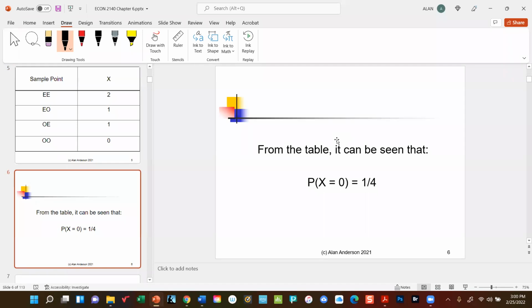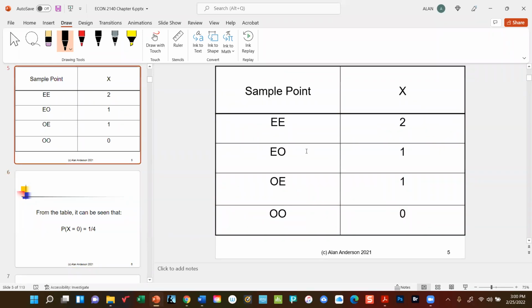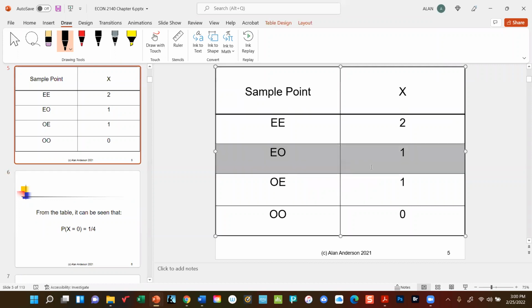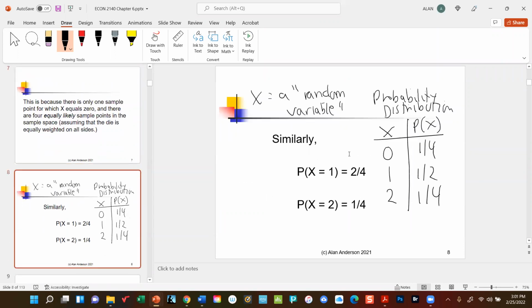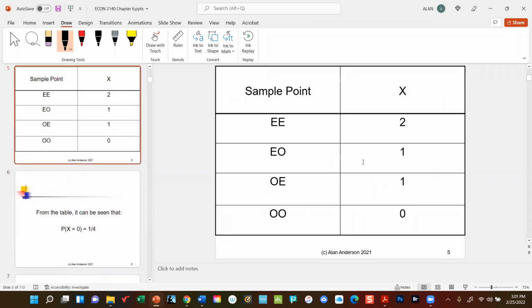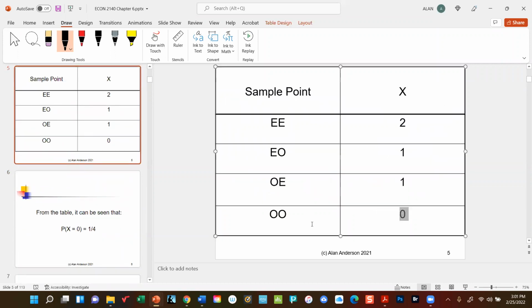X equal to 1 is different though. There's 2 ways this can happen out of 4 total possibilities, which implies that X will have a probability of 2 out of 4, or a half, of course. And then for 2, well, guess what? There's only one way this can happen. Therefore, its probability is also a quarter.